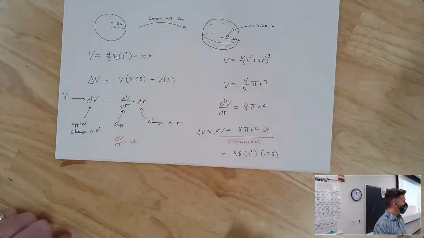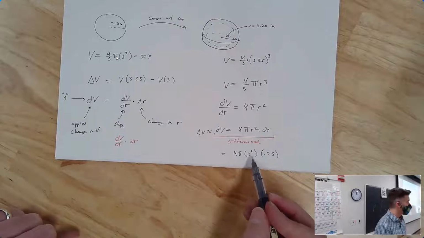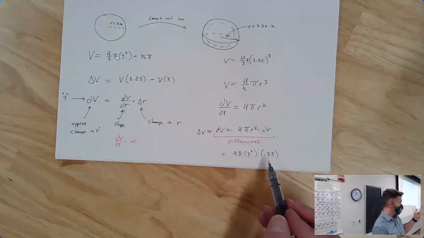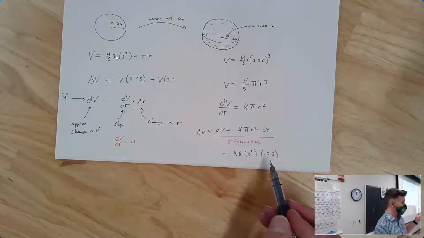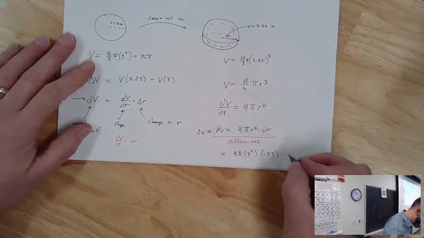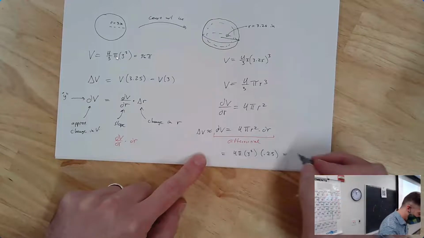Notice that the units work out. I didn't write them in there, but that's 3 inches squared, and that's 1/4 of an inch. So I end up getting inches times inches times inches, which is cubic inches, and that's a change in volume. So it does make sense. So we're going to get that this is equal to 4 times 1/4 cancels out, and you get 9 pi.